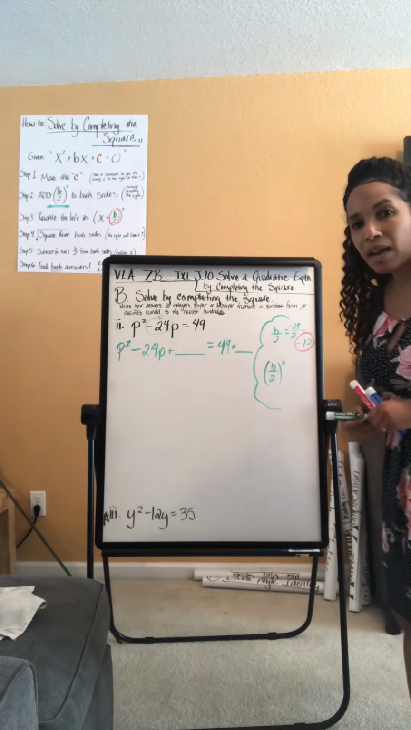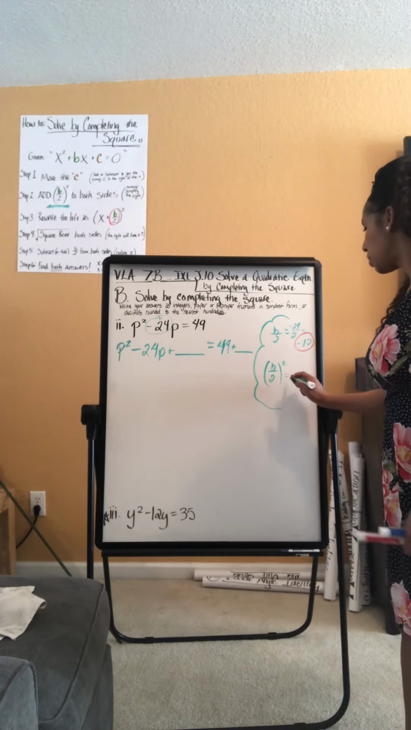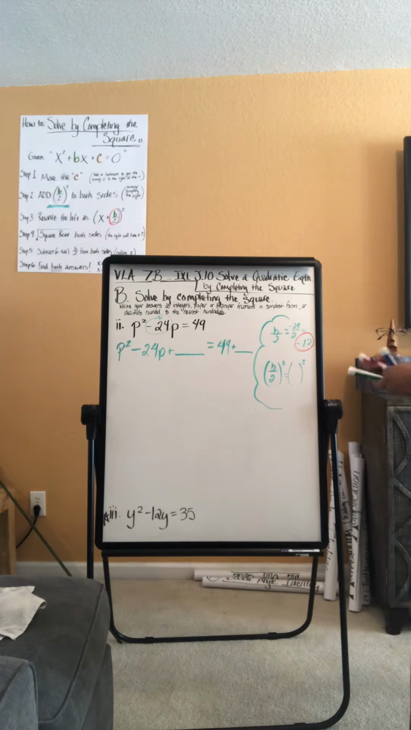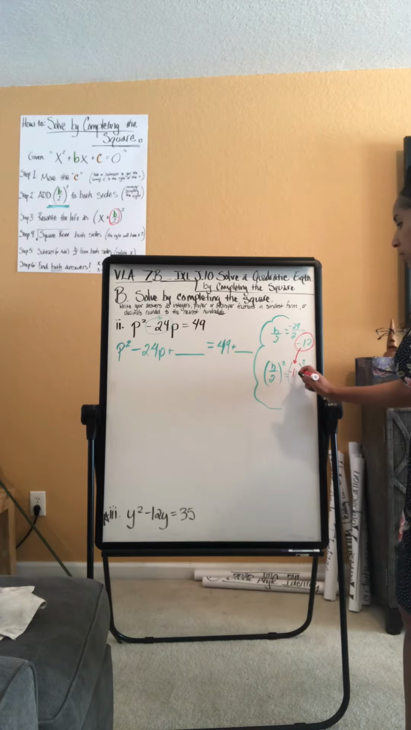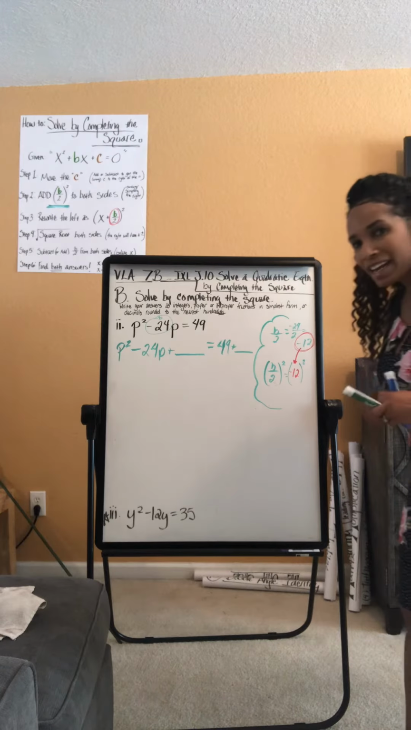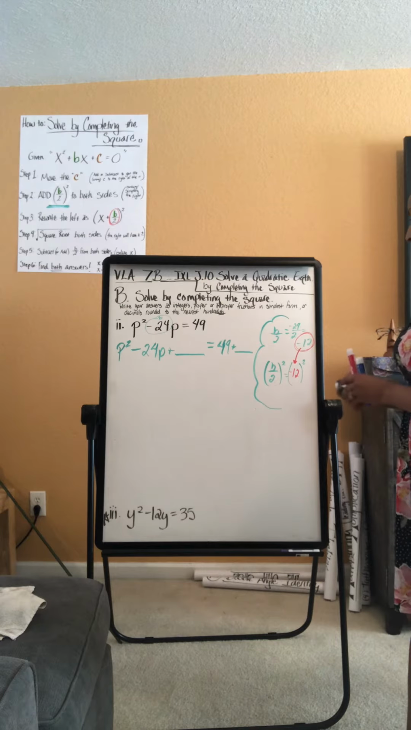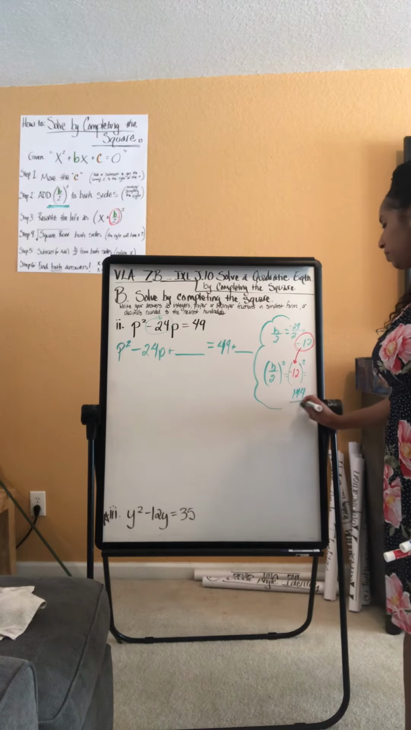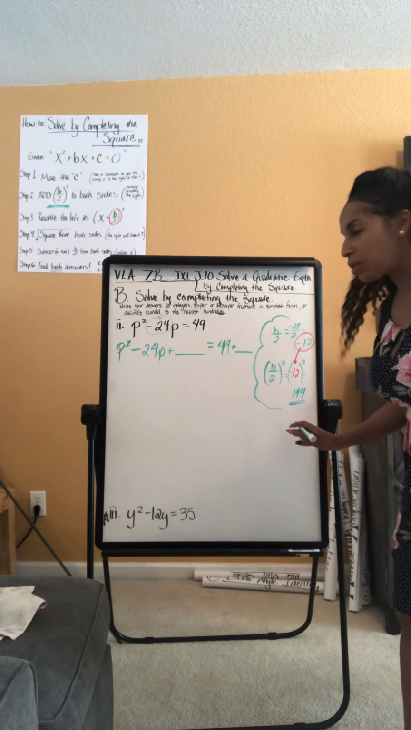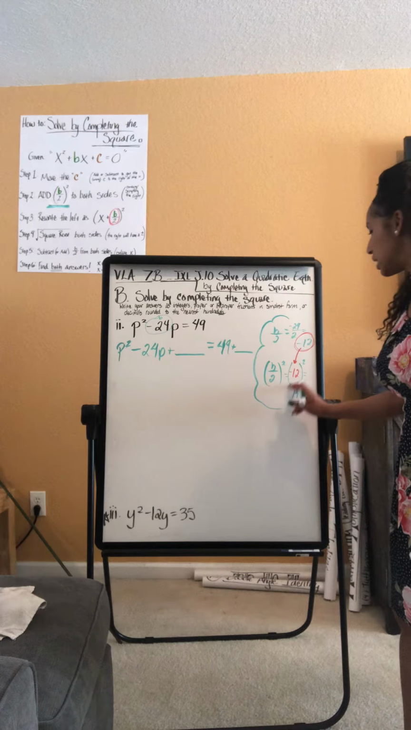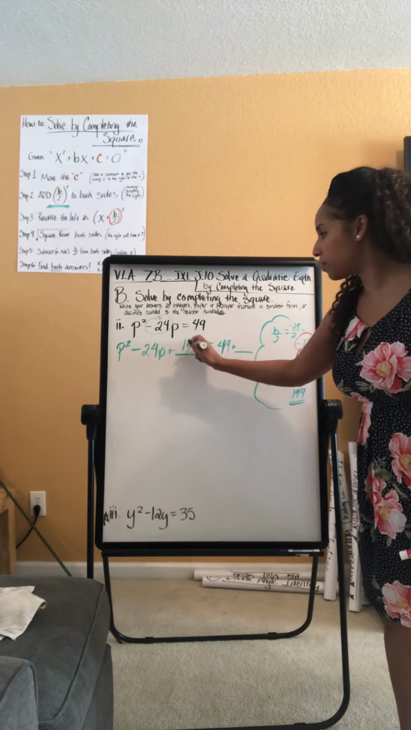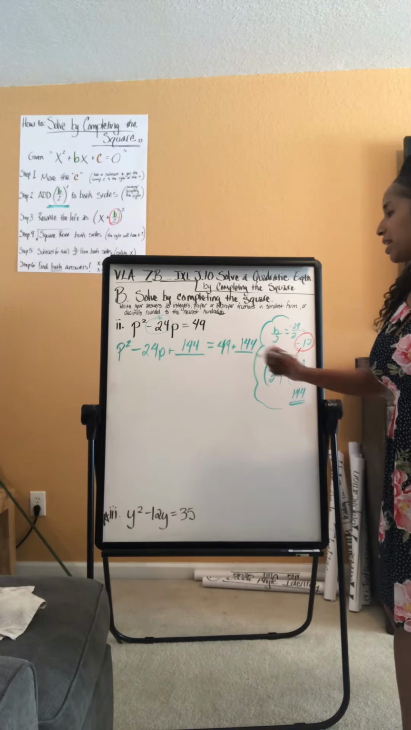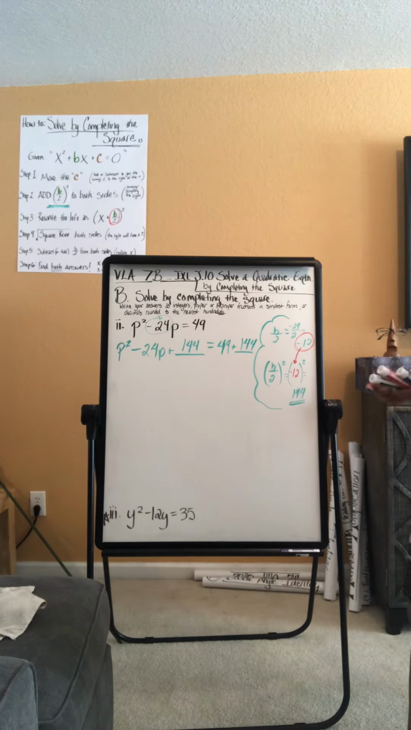Then my B divided by 2 squared. I already found the B divided by 2. It was right there. It was the negative 12. So this is going to be negative 12 squared. And negative 12 squared is 144. That 144 is what I'm going to put in both spots. That is my proper C. So 144 will get added to the left, and 144 will get added to the right.